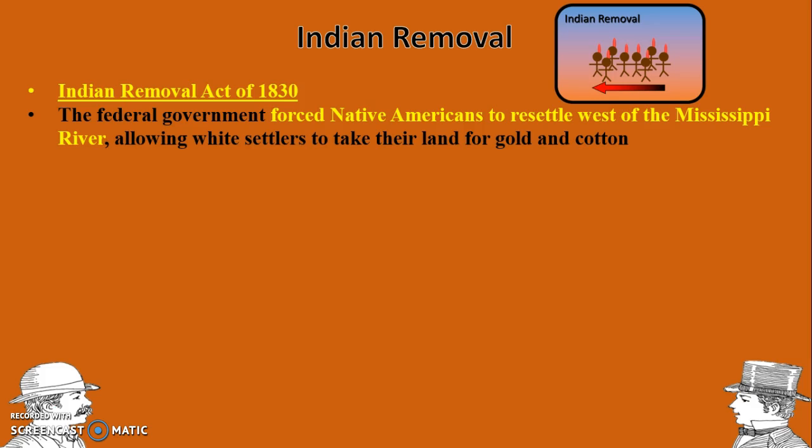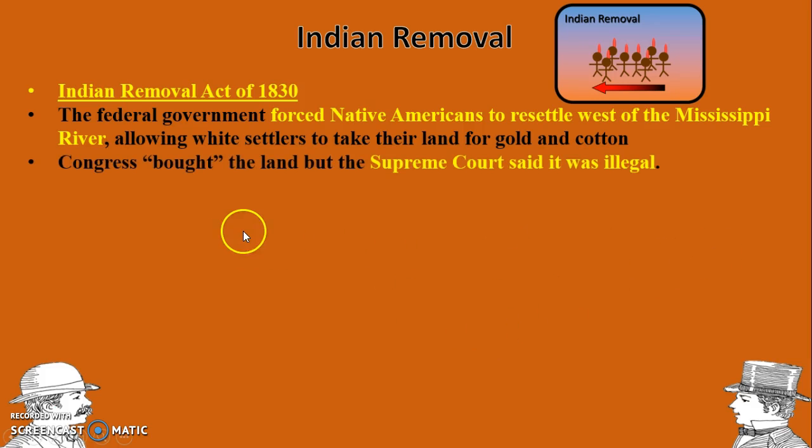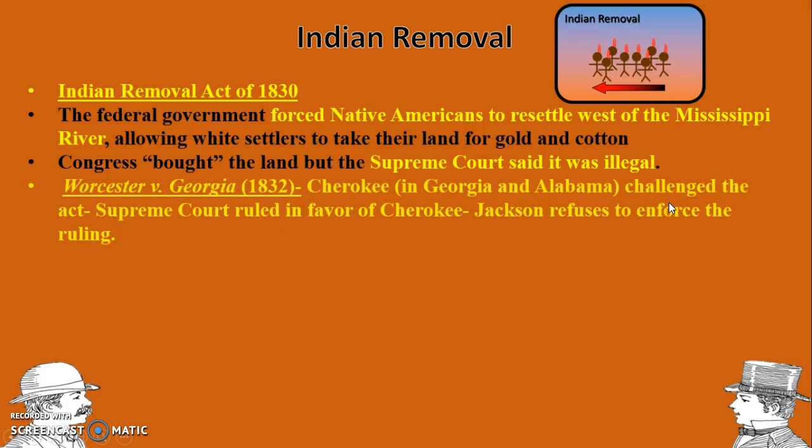Now, Jackson justified his actions by explaining to Congress that he was doing this to protect the Indian, that he was taking care of the Indian because of all of the strife and problems that had occurred between the whites and the Native Americans. So this was to protect them. They would be escorted to a place that had land, and they would be given money and supplies. Now, Congress bought the land, but the Supreme Court said this was illegal, but they continued to do so.